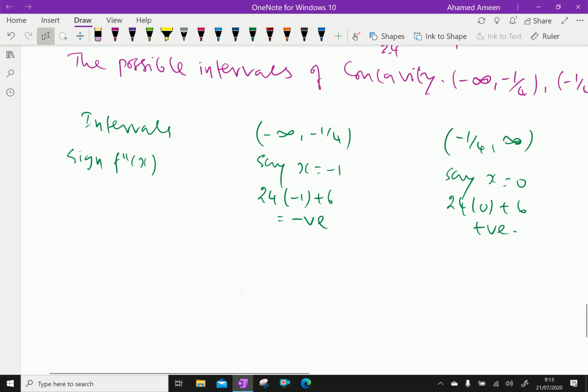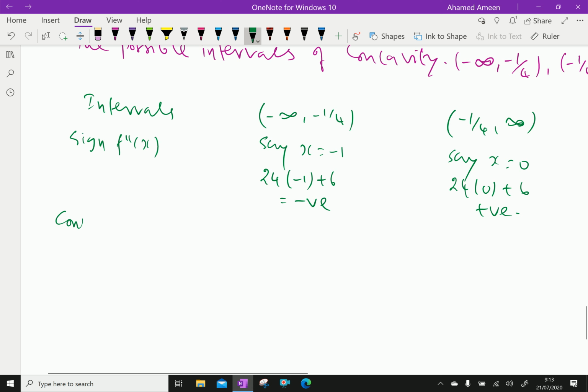Now we'll talk about concavity. Here the sign is minus, so concave down, and here positive is concave up.